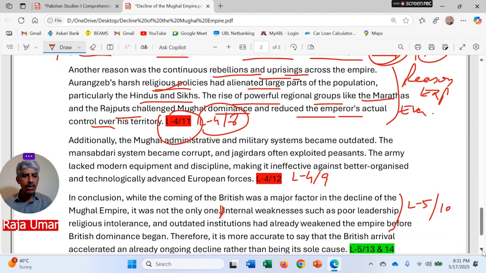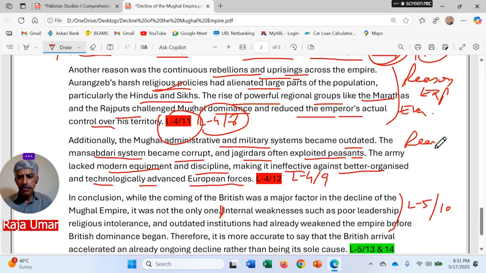Now the last reason of level 4: additionally, the Mughal administrative and military systems became outdated, the Mansabdari system became corrupt, and Jagirdars often exploited peasants, the farmers. The army lacked modern equipment and discipline, making it ineffective against better organized and technologically advanced European forces. So again, reason, its explanation, and its evaluation is given over here.